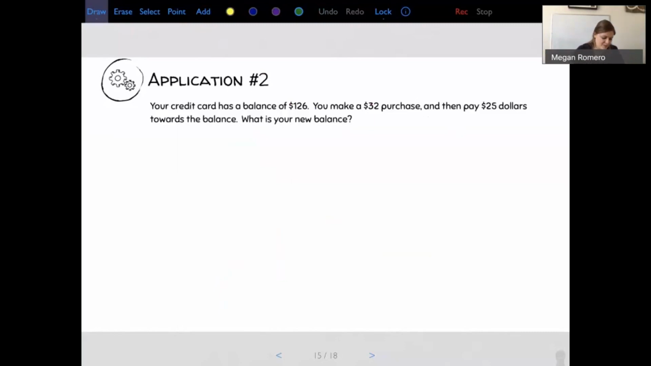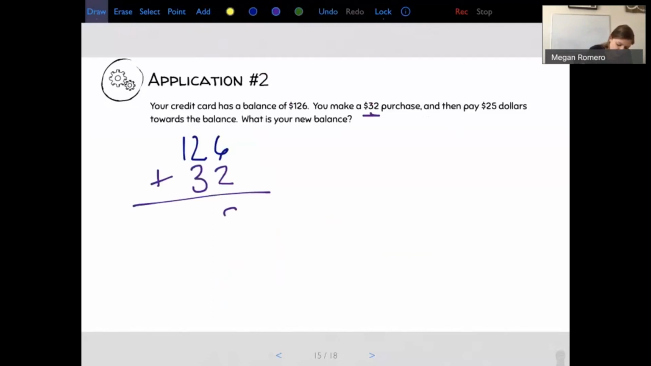Okay, so let's go back to the problem. Your credit card has a balance of $126. So you owe this credit card company $126. You make a $32 purchase and then pay $25 towards the balance. So let's start step by step. Our card has $126. If you make a purchase, because it's credit, the balance goes up. So this 32 is actually going to add to our balance.